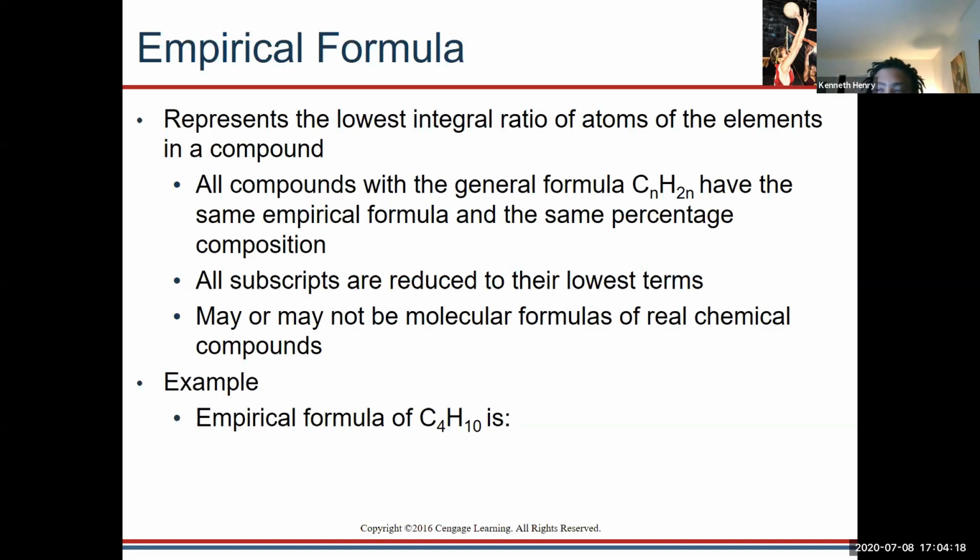Okay, so let me tell you what an empirical formula is. An empirical formula is basically the simplest chemical formula that we could possibly get from that chemical formula. So remember when I told you, you got to pay attention to your balancing of everything, making things equal. And then sometimes you guys would give me stuff like this.